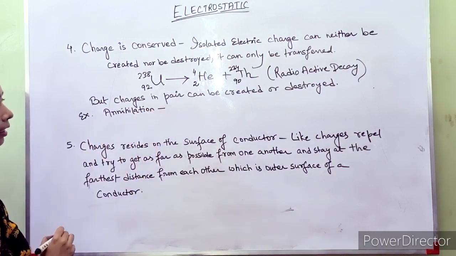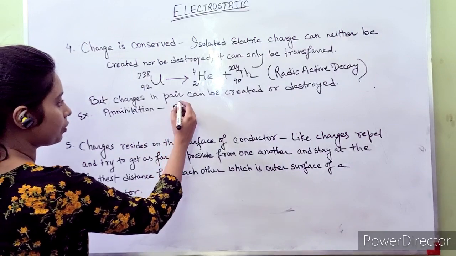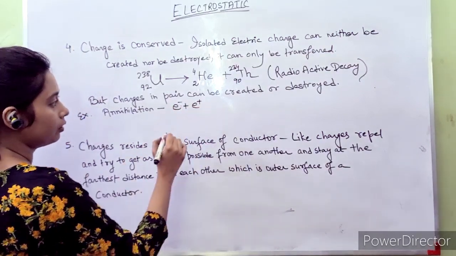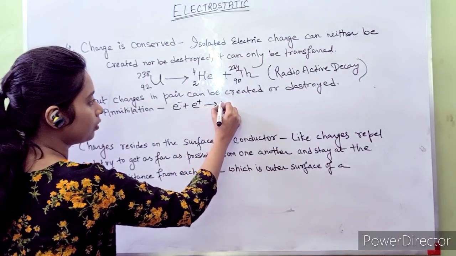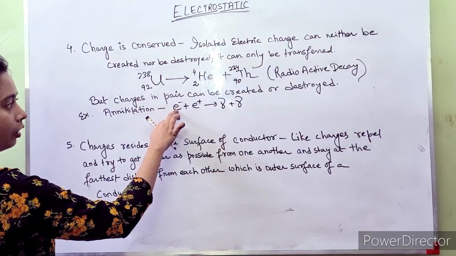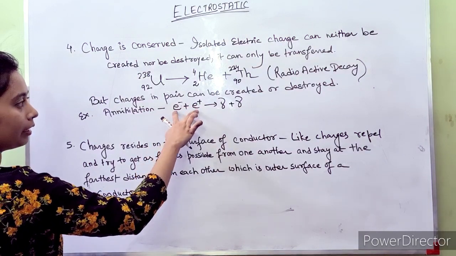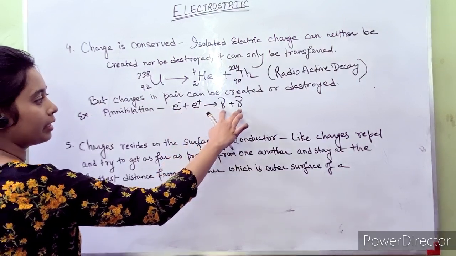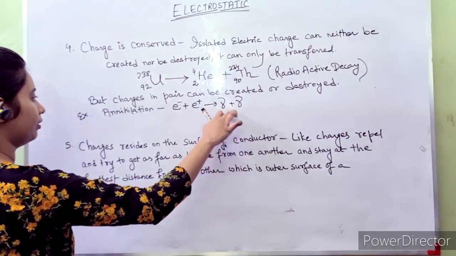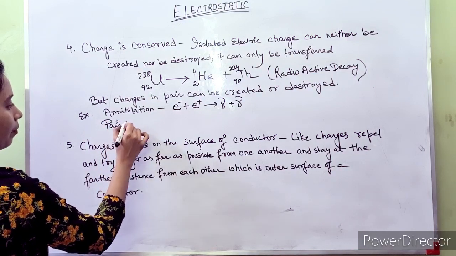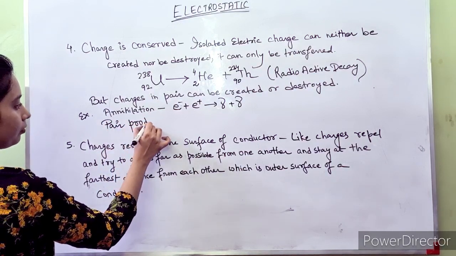In case of annihilation, one electron combines with one positron to form two gamma rays. This electron and positron pair are destroyed since gamma rays have no charge. And another example is pair production.